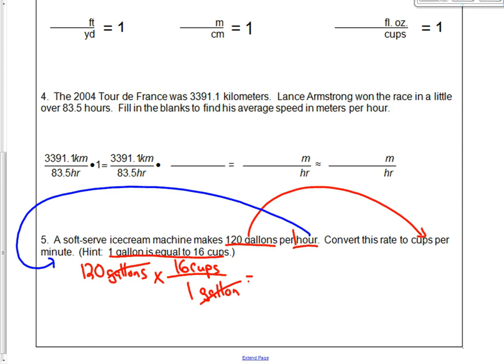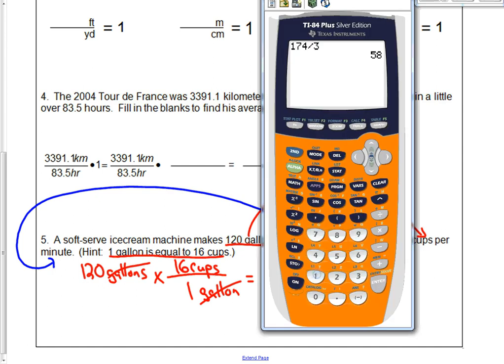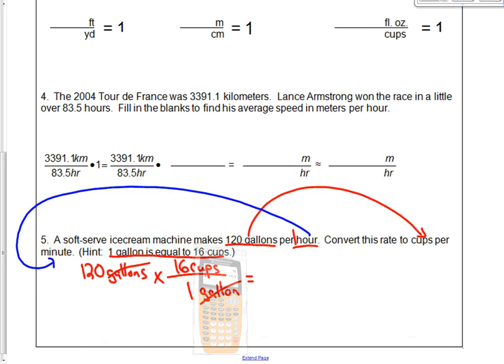So all I do now is I just multiply this together. So 120 times 16 over 1. Just treat it as a fraction there. Okay, so 120 times 16 over 1, which is just 16. That gives me 1920. Okay, so that was me converting the gallons to cups.